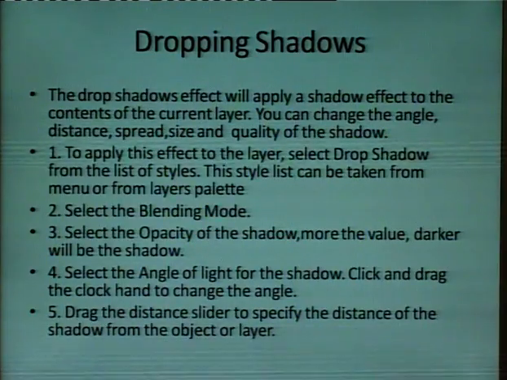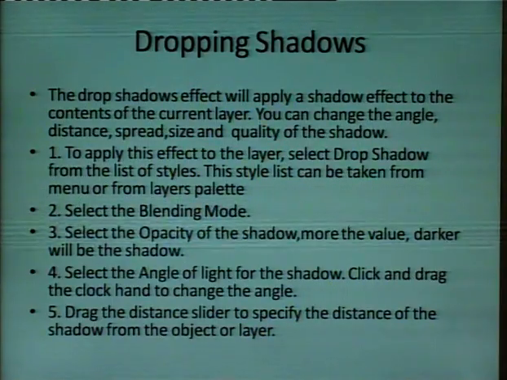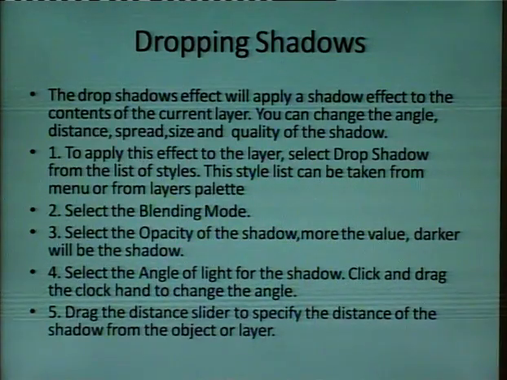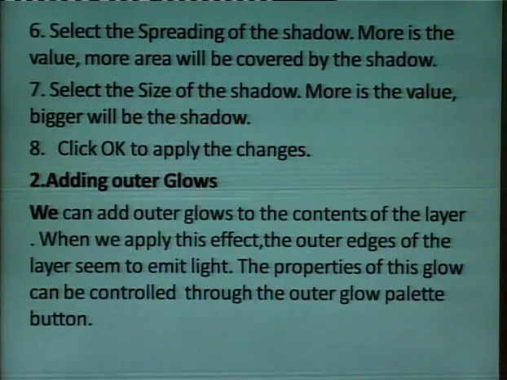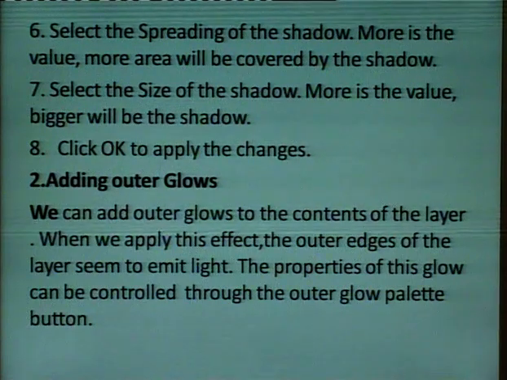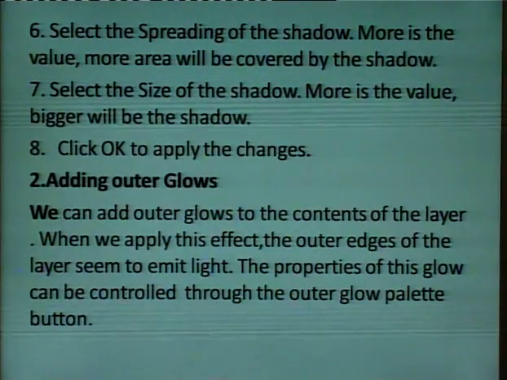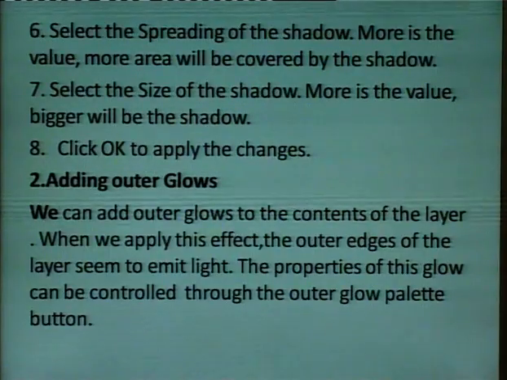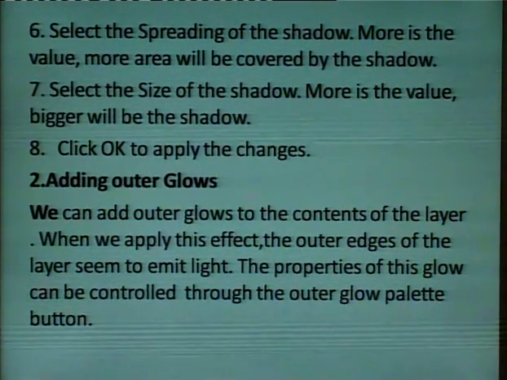Now select the angle of light for the shadow. Click and drag the clock hand to change the angle. Drag the distance slider to specify the distance of the shadow from the object or the layer. Select the spreading of the shadow. The more the value, the more area will be covered by the shadow. Select the size of the shadow, the more the value, the bigger will be the shadow. Click OK to apply the changes that you have made in your image.